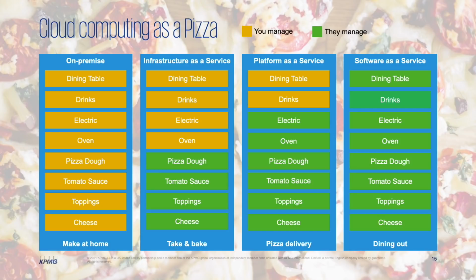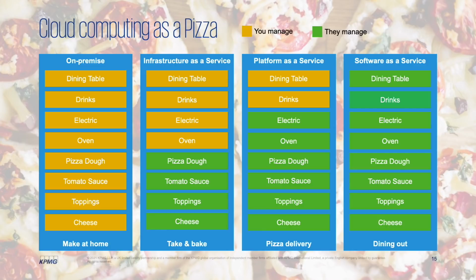The first type of cloud computing is infrastructure as a service, where there's a shared responsibility between you and the cloud. Think about this as your take and bake pizza. This is the pizza you take from the supermarket, it's all ready to go, but you still have to bring it home and cook it, get your drinks, and have your dining experience.